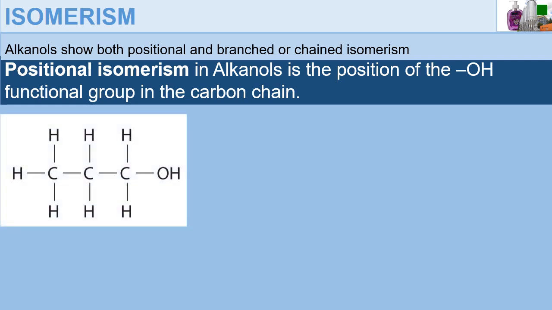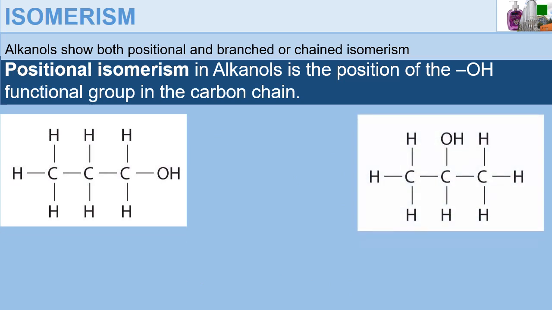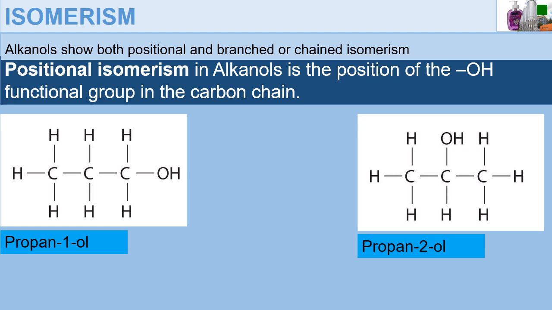The next type of isomerism, we've already talked about this, propan-1-ol and propan-2-ol is what I wanted to talk about. The naming. Since the OH group is in the first carbon atom, therefore we'll say propan-1-ol. Since it is in the second carbon atom, then it is propan-2-ol.